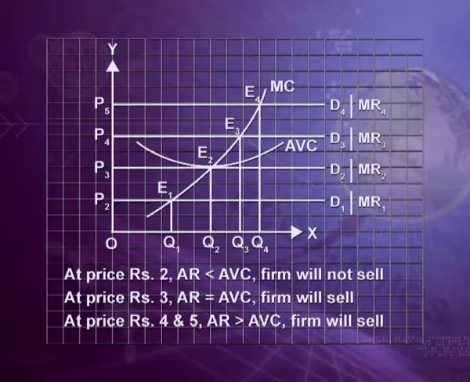Suppose the market price of the commodity is rupees 2. Corresponding to it, we have the demand curve or average revenue curve as D1 for the firm. At this price, the firm supplies OQ1 units because here marginal revenue is equal to marginal cost. If the price is rupees 3 and the corresponding demand curve is D2, then at this point the quantity supplied is Q2. Similarly, we have demand curves D3 and D4 and corresponding supplies are Q3 and Q4.